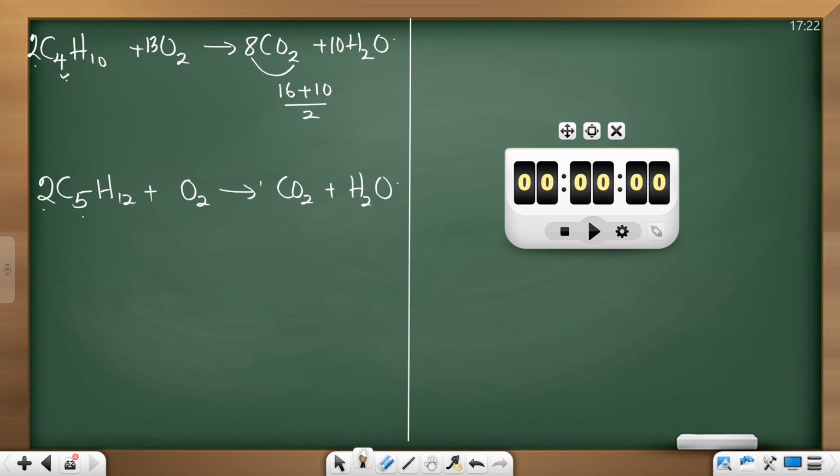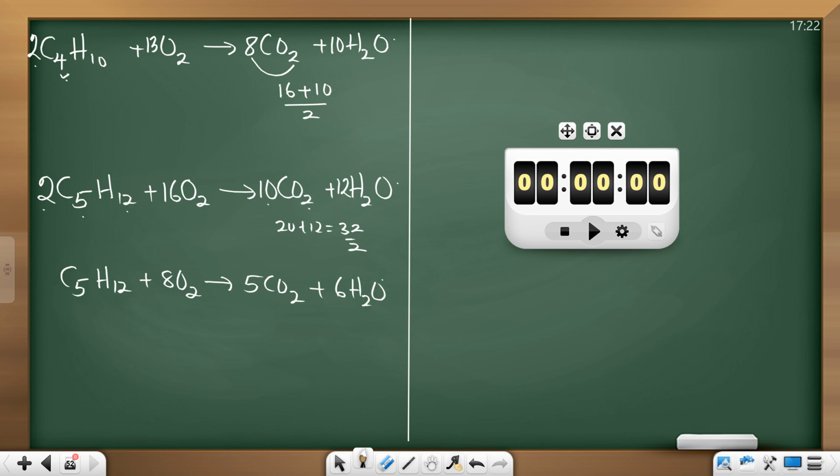What do I do? 2 times 5, 10. Carry my 12. Put it there. 10 times 2 is 20. 20 plus 12 would give me what? 32. Divided by 2, 16. But check your numbers. They are all even numbers, right? So what do I do? Divide by 2. 5CO2 plus 6H2O.